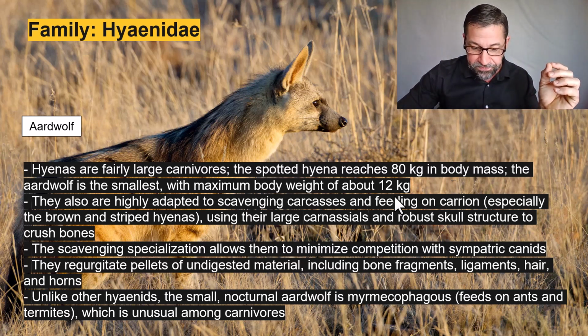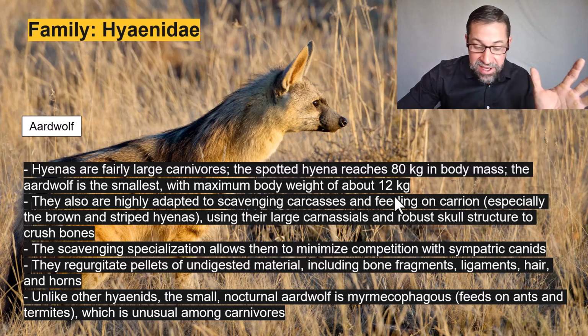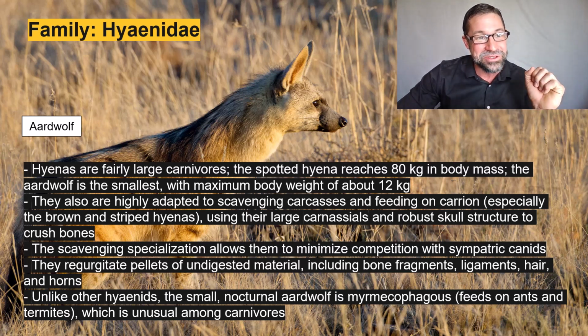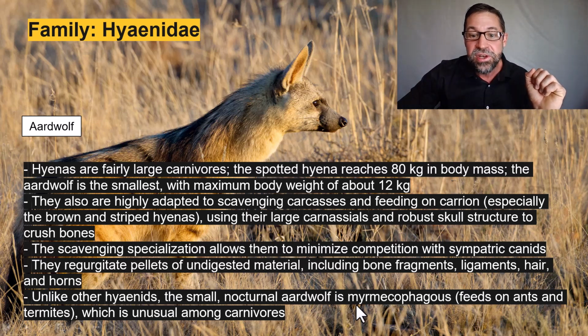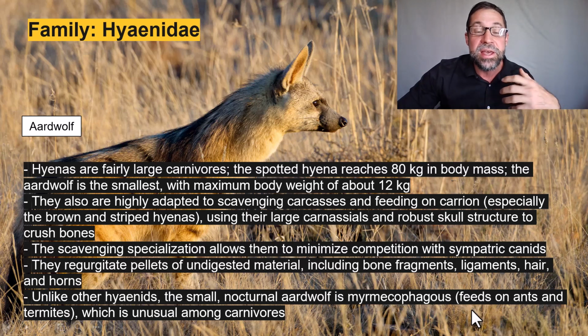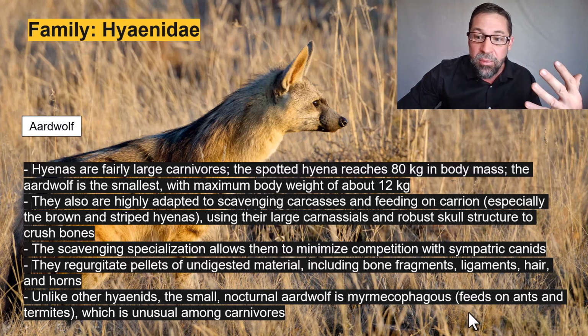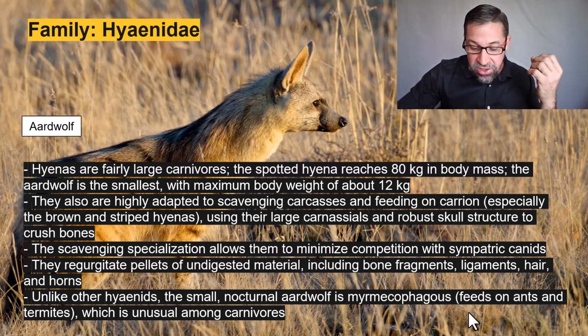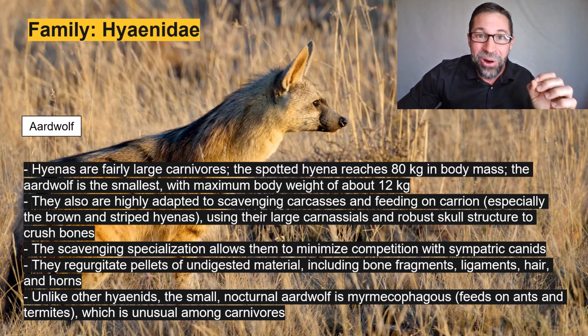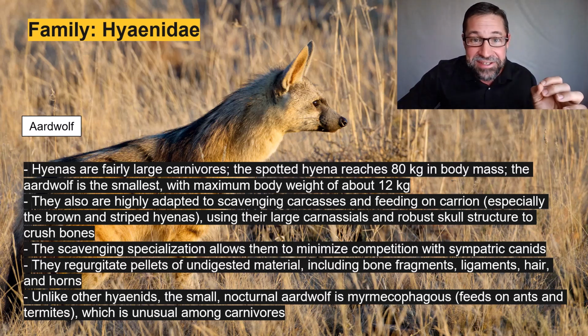undigestible parts. Unlike other hyenids, the small nocturnal aardwolf shown here is myrmecophagous, which you probably remember is a mammal that feeds on ants and termites. So, according to your book, the aardwolf can consume up to 300,000 termites in one night.